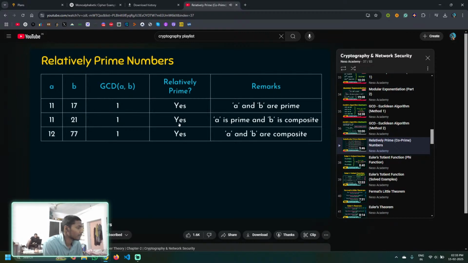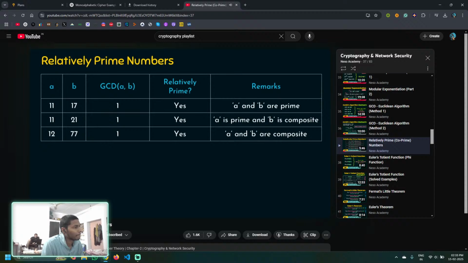I'm going to show a third scenario where the numbers A and B are not prime, they are composite. Can you see here? I'm taking A as 12, which is definitely not a prime number, and 77, which is also not a prime number, because 77 has factors like 1, 7, 11, and 77. So it's clear that A and B are not prime numbers, they are composite numbers, but still the GCD is 1, because 1 is the only number that can divide both 12 and 77. So in this scenario also, these two numbers are relatively prime to each other.